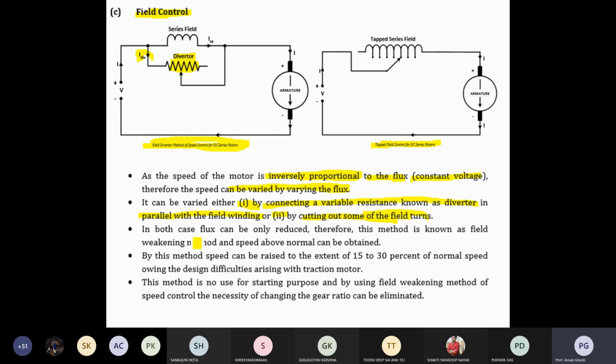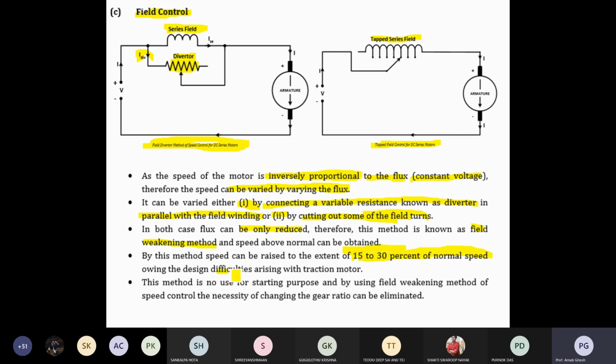In both cases the flux will be reduced. Therefore, this method is known as the field weakening method. Why is it called field weakening? Because the field current is reduced and the flux is reduced. In both cases you see the tapped series field and the series field. With these methods the speed can be raised by 15 to 30% of your base speed.